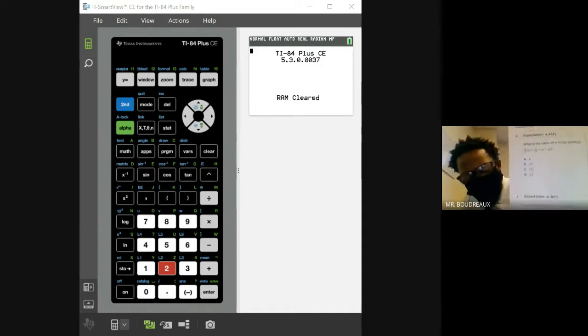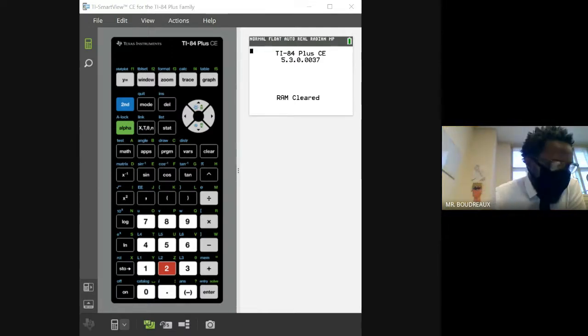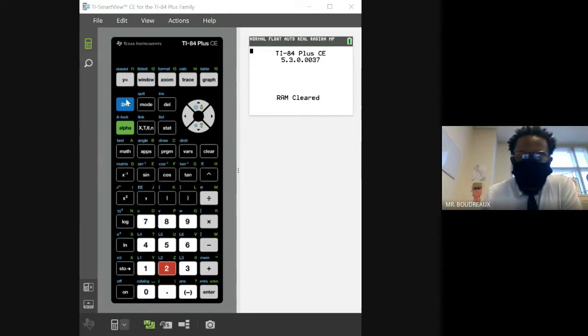So y'all take a good look at that equation right there. That's the one we're gonna solve, number one. Okay, y'all take a good look at that. All right, and so you see I already cleared my RAM. I'm good for that. Since we're working with lines, that means you want to go to y equals.